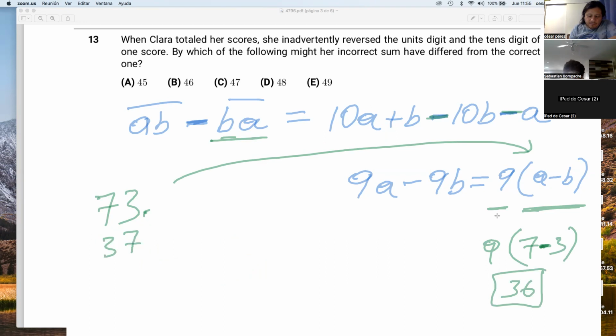Okay, let's see. 7 minus 3, it's 4, 4 times 9 is 36. Okay. Every time we are going to get a multiple of 9.